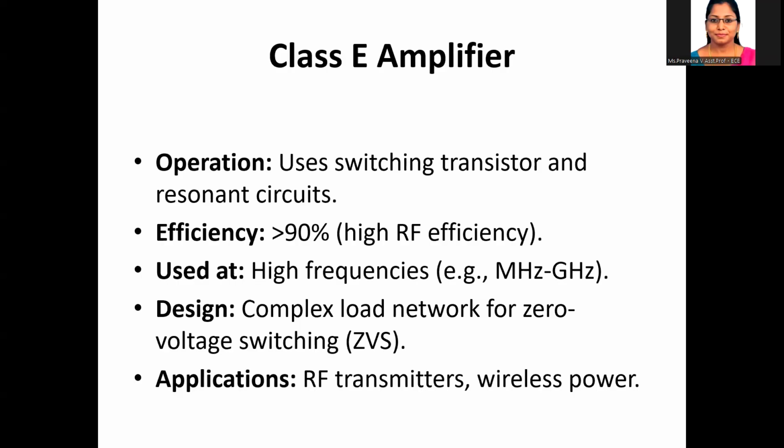And Class E amplifier. Class E amplifier uses a switching transistor and resonance circuit. It's a highly efficient switching mode RF power amplifier. It's used in high frequency applications. Efficiency is very high, typically greater than 90%. And the frequency range is suitable for high frequency, that is megahertz to gigahertz.